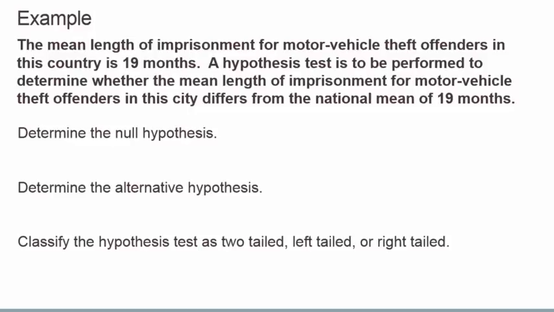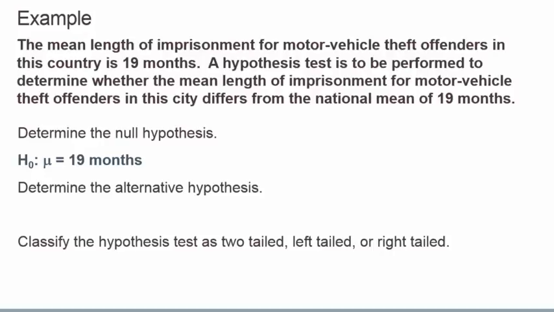Determine the null hypothesis. The notation for null hypothesis is H sub 0. Since we are given the mean length of imprisonment, we want mu. H sub 0 is always equal to, and the mean length is 19 months. The null hypothesis is H sub 0: mu equals 19 months.